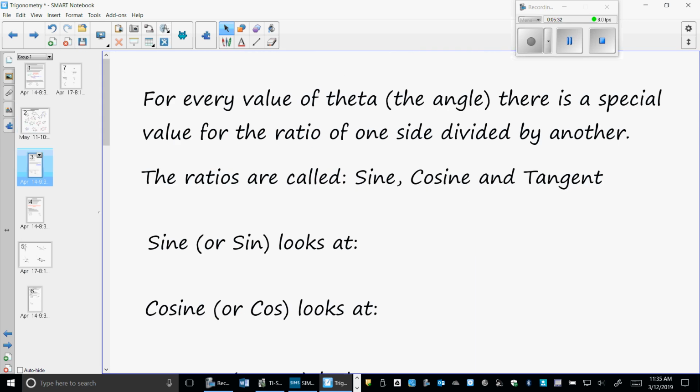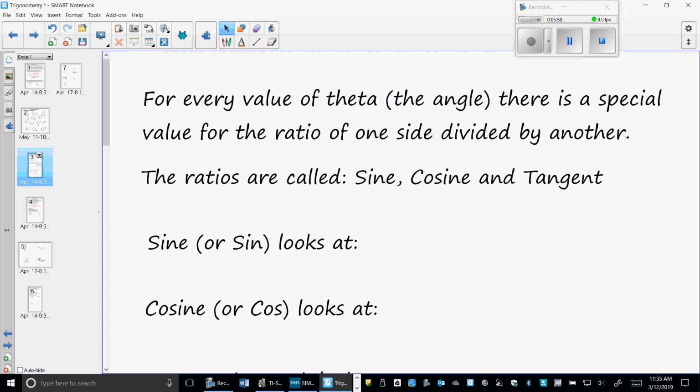Right, so for every value of theta, the angle that we're talking about, remember, the angle can change, there is a special value for the ratio of one side divided by the other. Now we could do a big investigation thing, but we're not going to. The three ratios are called sine, cosine, and tangent.